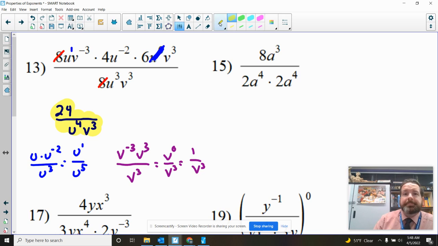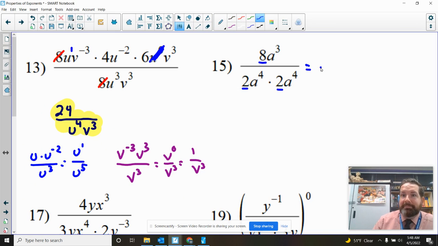Next up, let's deal with our numbers. So a little bit of mental math here. So I got 8 on the top, on the bottom 2 times 2 is 4. And 8 divided by 4 is just 2. Now, as far as A's go, and actually, just looking at my A's, I see I'm going to have a lot more A's on the bottom.